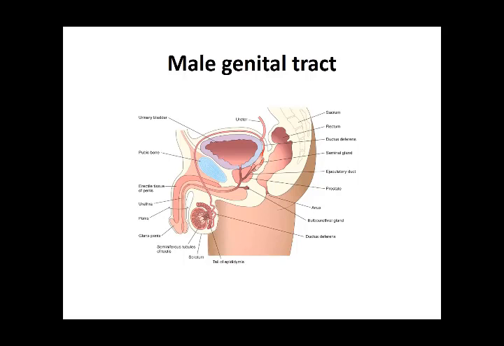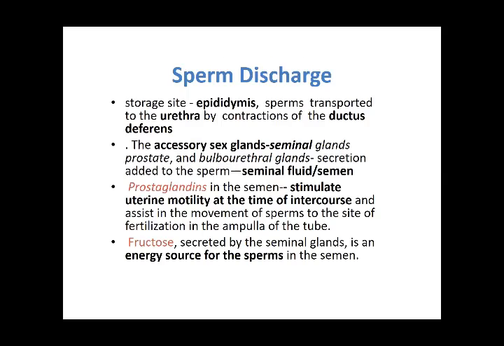Now the urethra has three components. The first part is called the pre-prostatic part, that is before the part which enters into the prostate. Then it is the part which passes through the prostate, and then the membranous portion in between, and then the penile portion of the urethra. So the sperm are going to enter first into the prostatic part of the urethra, by the contraction of the ductus deferens.